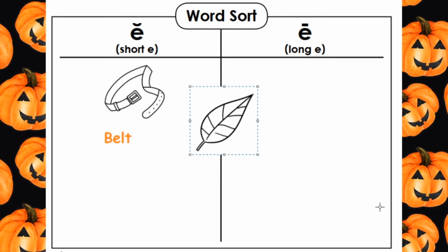Ooh, well, it's fall. So you might know the word for this already. It's something that you see on trees. Now, what might we call this object here?